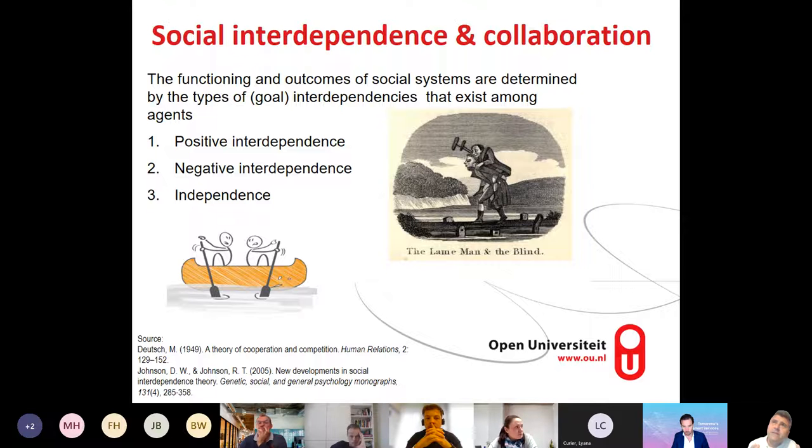In the one perspective, the goals of the parties are positively aligned. That means that if a party achieves its goal, the other parties in the system also achieve their own goals. So that's positive interdependence. On the other hand, the goals can be negatively aligned, in the sense that if a party achieves its goal, that party will prevent the other parties in the system from achieving their own goal. So in a sense, it's a fixed pie context in which the more someone takes, the less is left for the others.